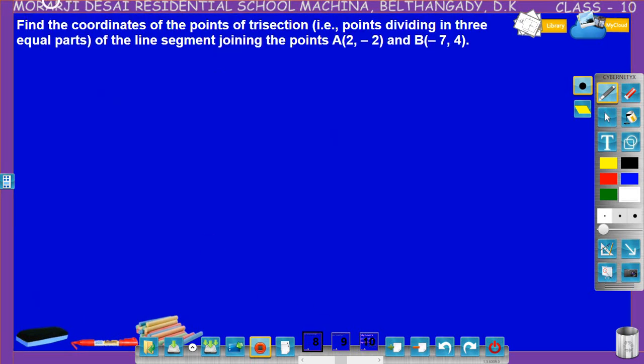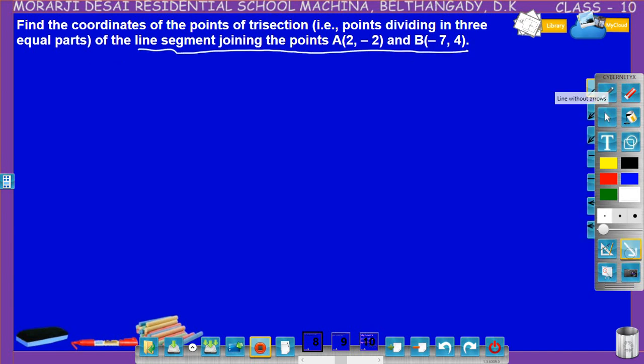Now look at the next question. Find the coordinates of the points of trisection. What do you mean by trisection? Points of trisection means points dividing the line into 3 equal parts. Find the coordinates of the points of trisection of the line segment joining the points A 2, minus 2 and B minus 7, 4. Line segment joining the points means the end points of the line segment are given.